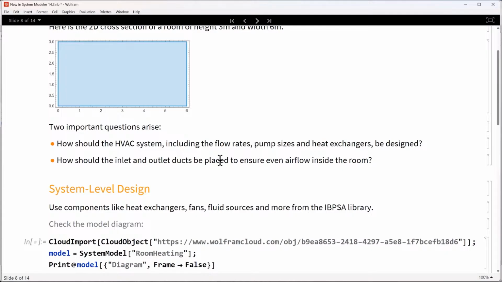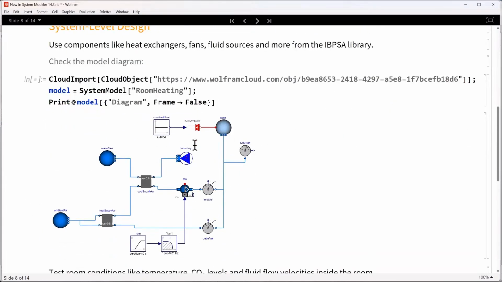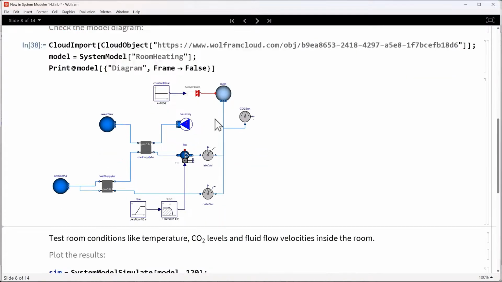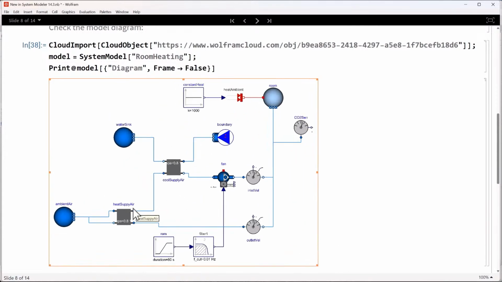Let's answer the first question. With the IBPSA library, you have access to components such as fans, pumps, ducts, and heat exchangers that you can readily use and build a full system model. In this case, air from the ambient is heated through a heat exchanger, then cooled using another heat exchanger, then sent to the room. In heat exchanger 1, the outlet air from the room is used to heat the inlet air, whereas in heat exchanger 2, water is used to cool the air.